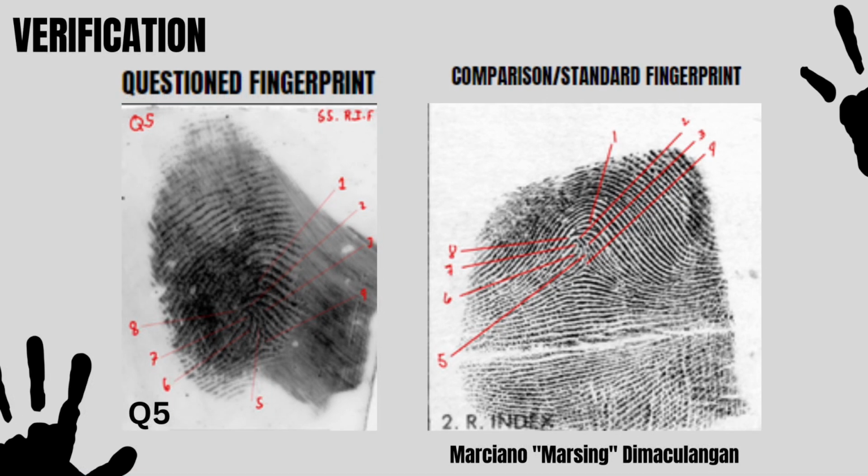Question print Q5 in comparison with S5, right index finger. I found out that there were no conflicts encountered. I accept and acknowledge the conclusion or evaluation of the examiner, so I hereby verify the identification of Marciano de Maculangan on Q5. That would be all.